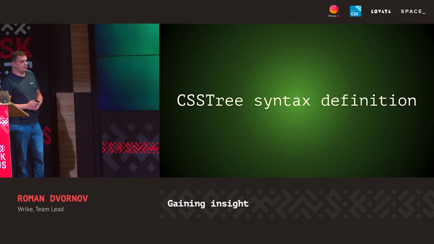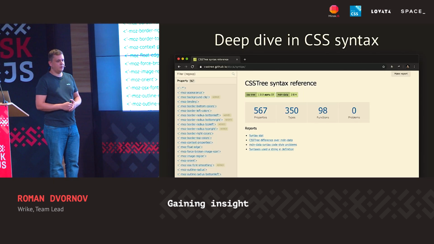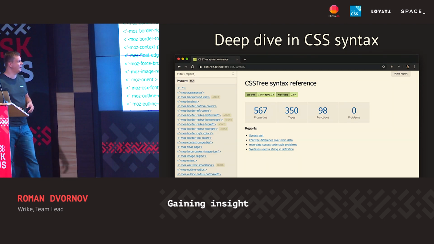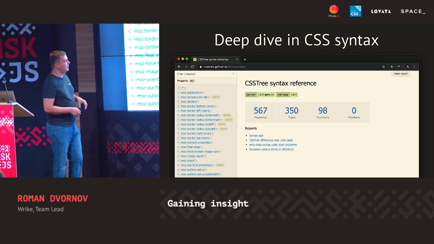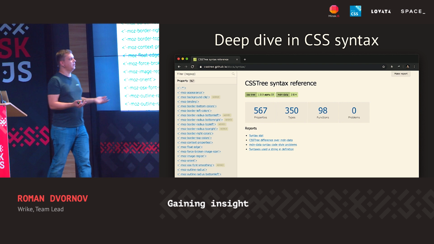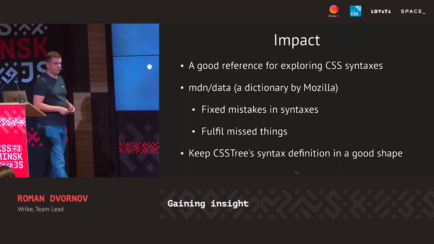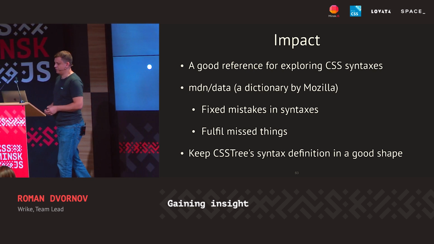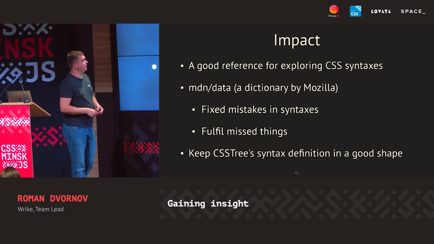Another example is CSS syntax definition. I also showed you before. It's a CSS parser, and this tool has a dictionary of all properties and all syntaxes that was collected from the specs. And what is the impact of this? It's a good reference for exploring CSS syntax itself. Also, CSSTree uses MDN data.